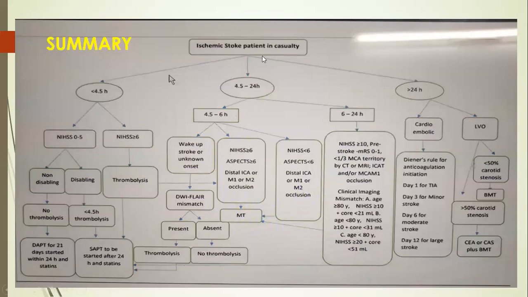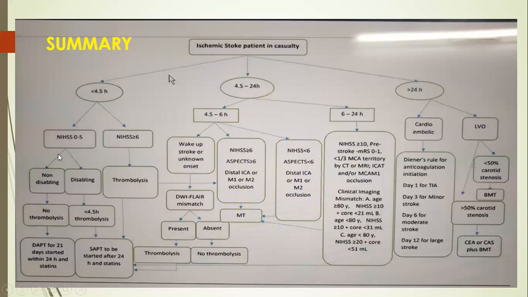You are in the emergency. A patient comes with acute ischemic stroke, acute hemiparesis or hemiplegia, dysarthria. You have done the CT scan and diagnosed it as ischemic stroke, less than 4.5 hours. You calculate the NIHSS. Okay. If the NIHSS score is 0 to 5, it indicates a minor stroke. If the NIHSS score is more than 6, it indicates a major stroke. Okay. Let us come to the minor stroke.